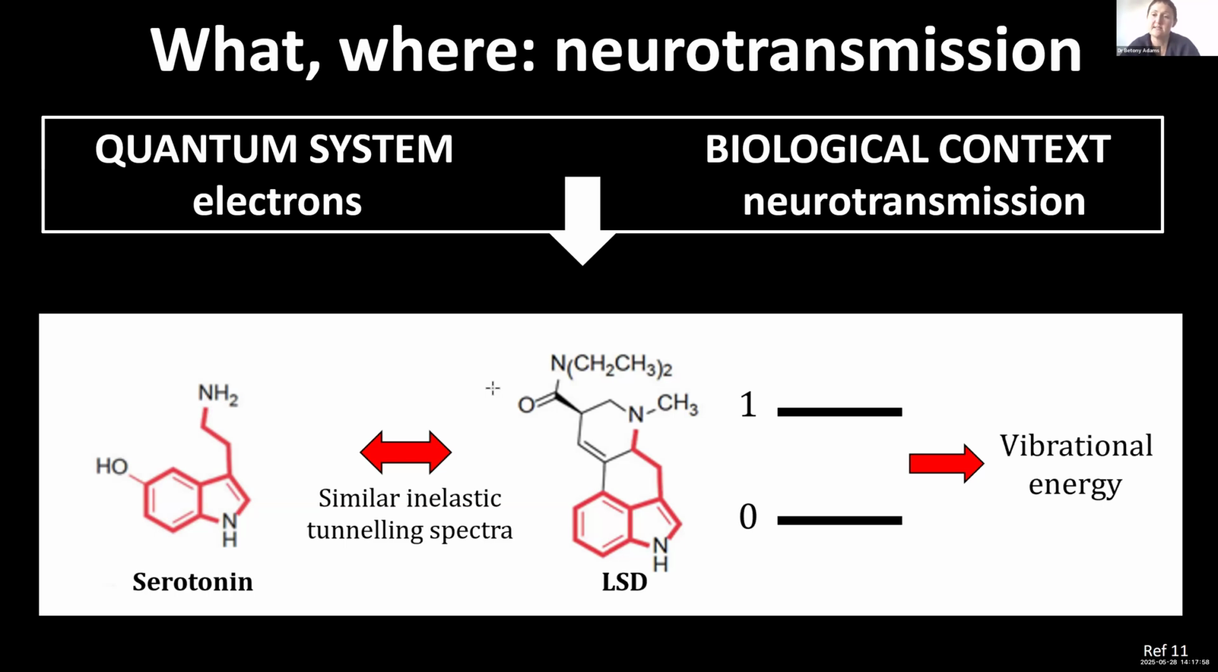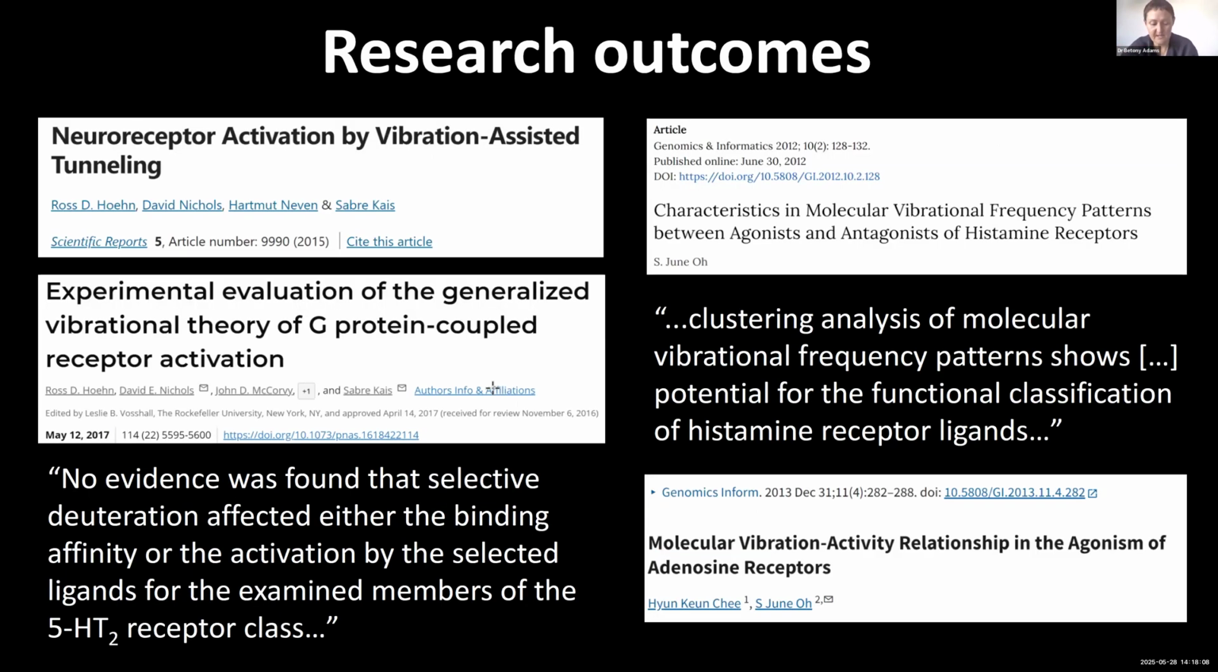So it comes as no surprise that researchers have tried to apply vibration assisted tunneling theories to neurotransmission as well. What success have they had with this application? Well, there is some theoretical evidence focusing on the neurotransmitter serotonin, which I talked to you about quite a bit last week, because it is one of the fundamental neurotransmitters in the brain.